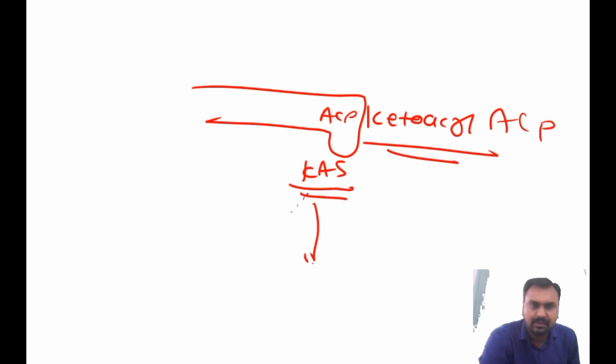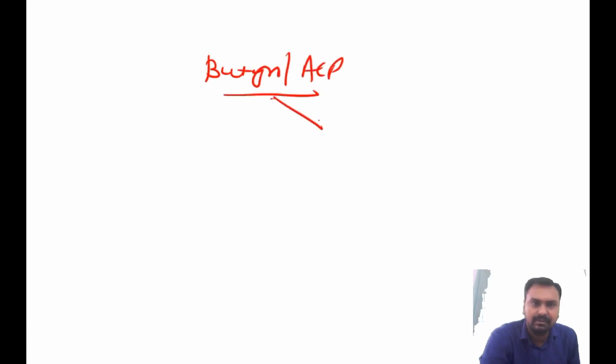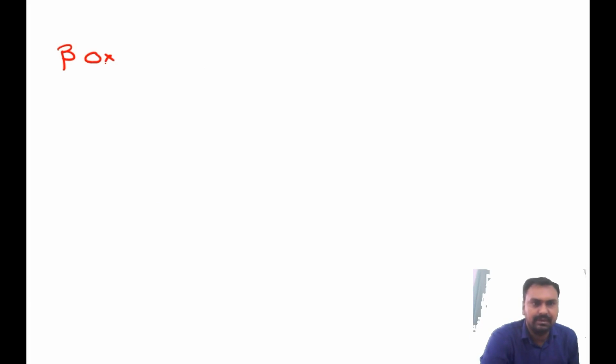Then it will be reduced to hydroxyacyl ACP. Then it will be converted to trans-enoyl ACP. And finally, it will be converted to butyryl ACP, and with the thioesterase enzyme this unit will be released. And every time 2 carbons are added, and ultimately it will form palmitic acid. We can compare with the beta oxidation.